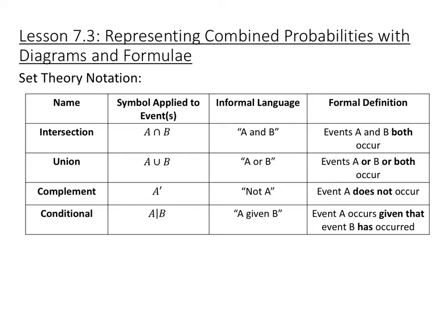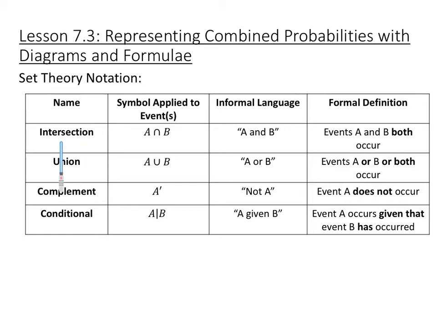Lesson 7.3 is extending on what we talked about in 7.2 with representing combined probabilities with diagrams. And now we're going to look at the mathematical formulae that go along with this. So first I would pause the video and write down these set theory notes. So this is set theory notation. These are symbols that we use to represent situations and informal or formal words.